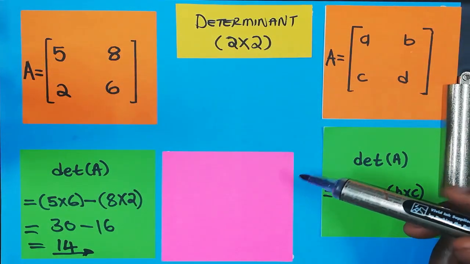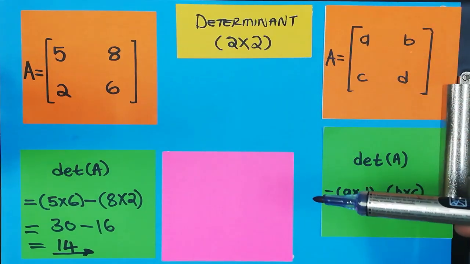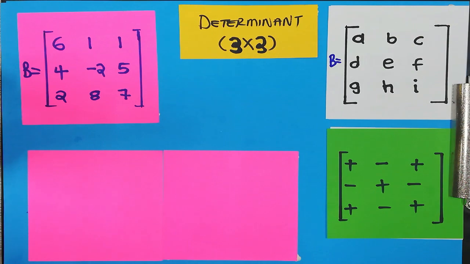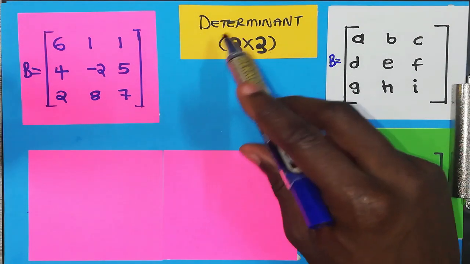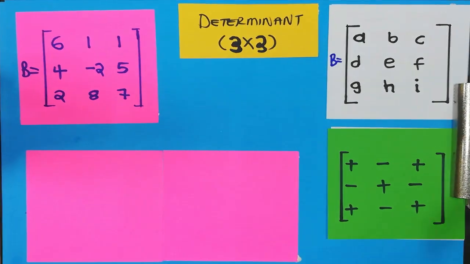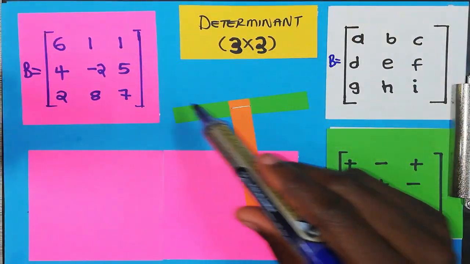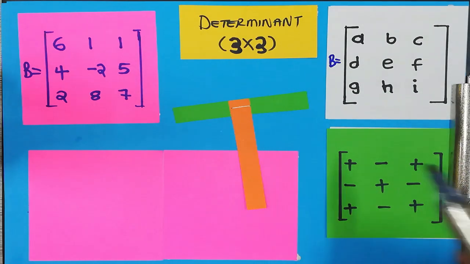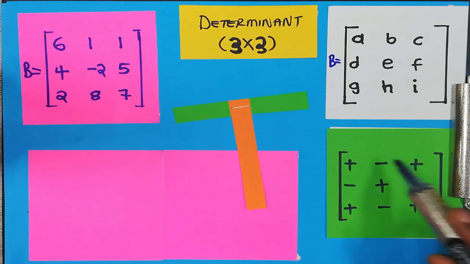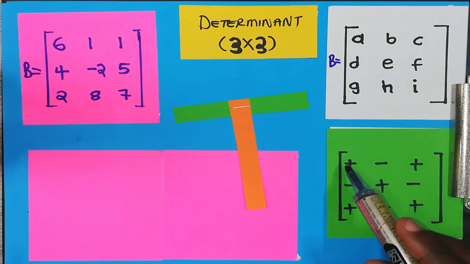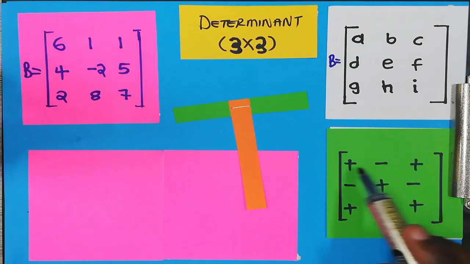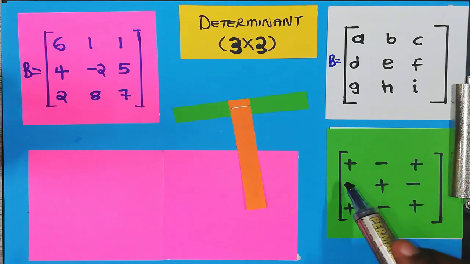Now let's move to the next one. This is a good one. It's a 3x3 determinant. I'm going to use Mr. T to help me solve this problem because I kind of need his help. Let me explain this part before we begin. This is the sign pattern: positive, negative, positive, just like that.